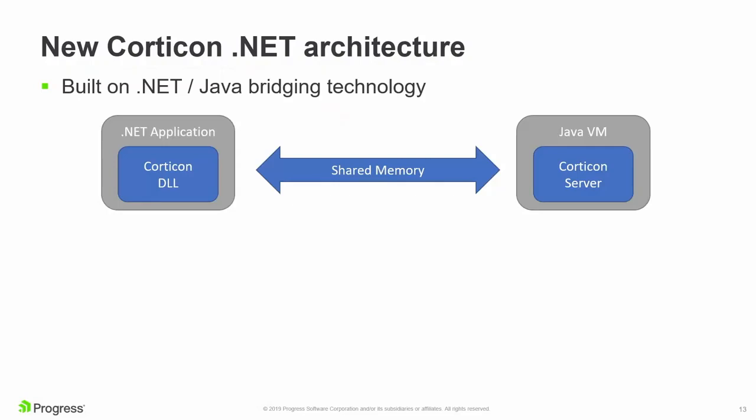Thanks, James. Yeah, what I'd like to now share with you is an overview of the new Corticon.NET architecture. As James said, this is built on a new bridging technology. We're working with a third-party vendor, an industry leader in this space, to bridge between Corticon, which is a Java-based application, and .NET. At the highest level, the way the bridging technology works is through shared memory.